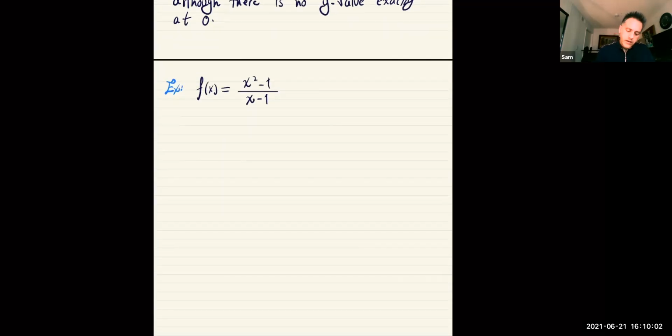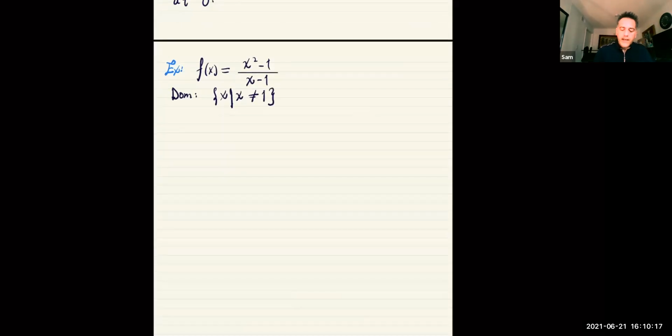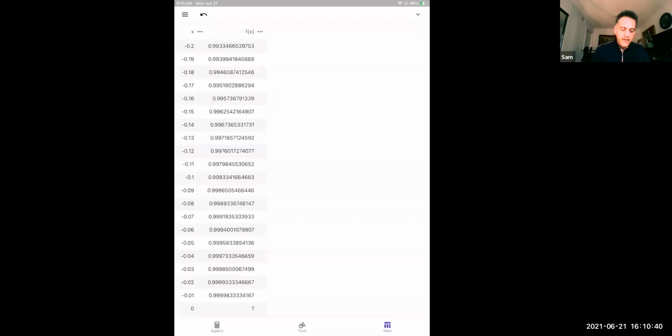Okay, so here, again, the domain is the set of x values such that x can't equal 1. What does this mean again? This means that f of 1 does not exist. Okay? So let's plug the function into GeoGebra and see what happens when x does get close to 1. Maybe something good will happen.